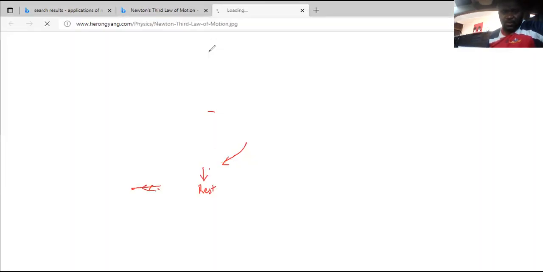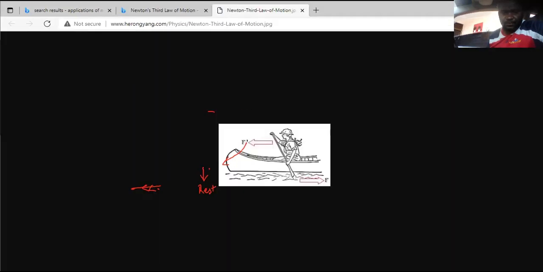Look at also this one. This is also depicting Newton's law. A person who's trying to row a boat pushes the what? Pushes the row stick backwards. But this backward force gives an equal but opposite reaction force, which brings about the driving drag force, which is forward. So all these are illustrating what we call Newton's law, and that is basically the Newton's law of action and reaction.